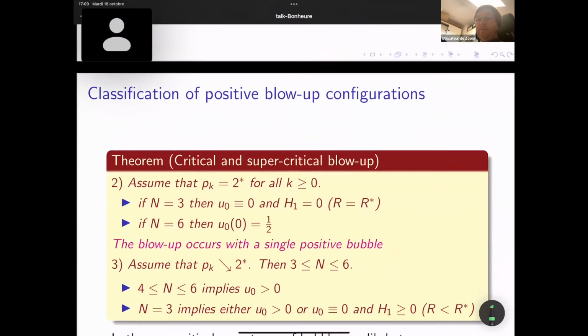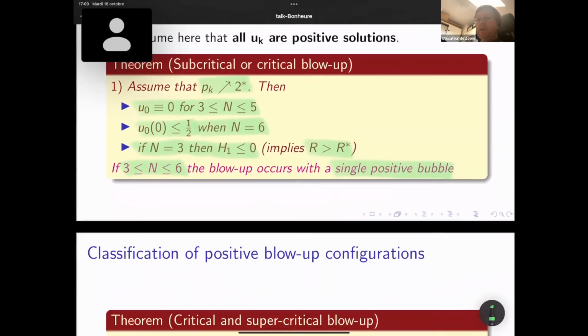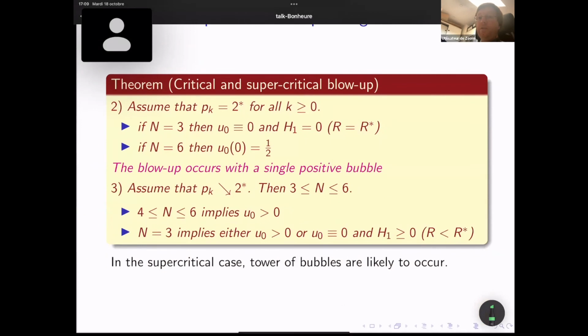Okay. Now, this was a subcritical or critical blow up for positive solution. Now, if we have purely critical blow up, in dimension 3, the weak limit is 0 and the mass is 0. So it means that there is only one specific radius of the ball at which you can have a blow up in dimension 3 in the critical case. And in dimension 6, you know exactly the limiting profile because u at 0 has to be 1/2. And if u at 0 is 1/2, it means that you know explicitly the solution because you are in a radial setting. And again, you have a single positive bubble at the origin.